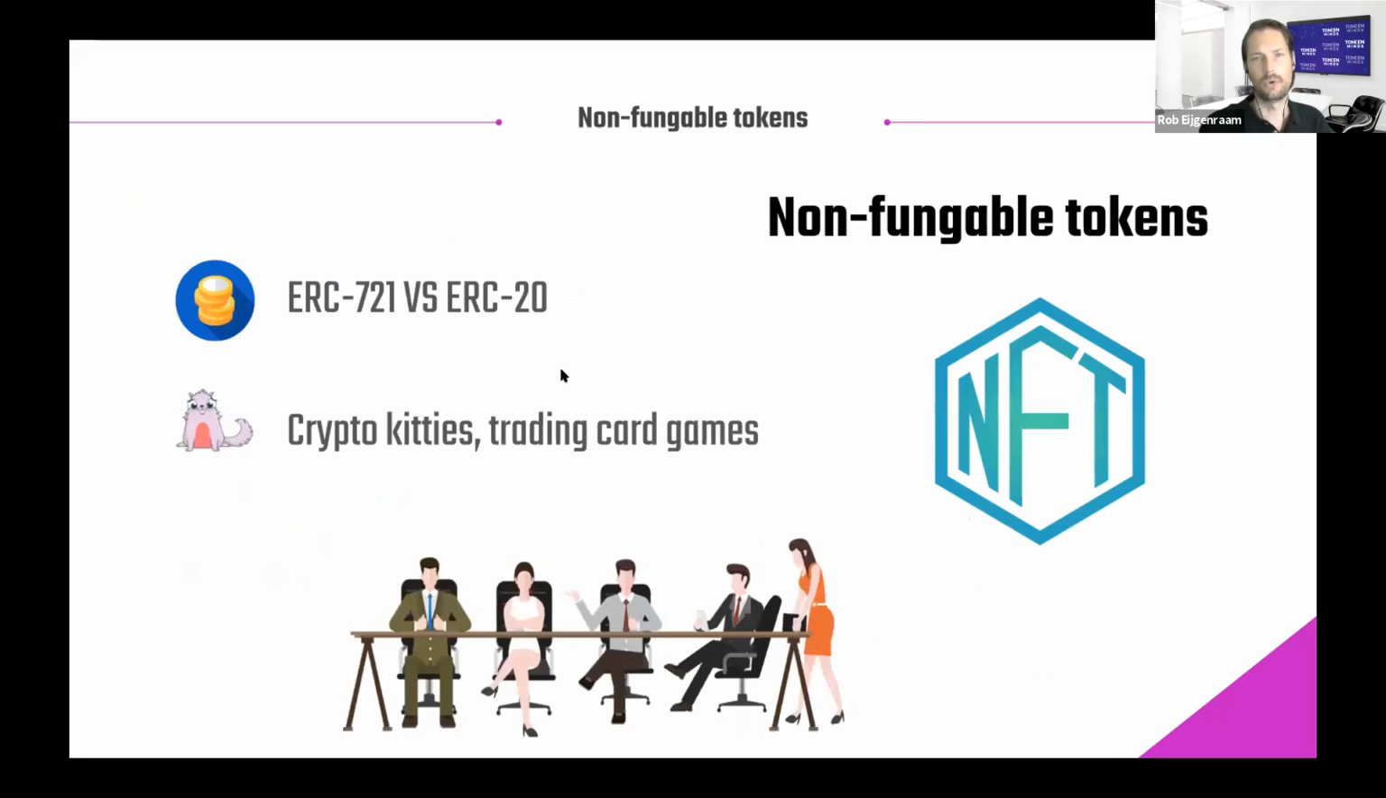Another form of tokens is non-fungible tokens. These are usually on the Ethereum blockchain, called ERC-721 tokens, and you can launch them as individual virtual assets, such as CryptoKitties or trading card games.